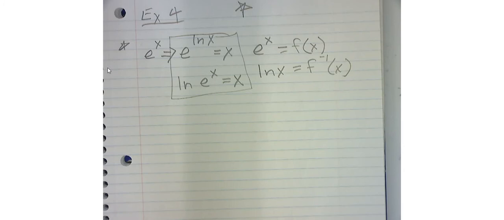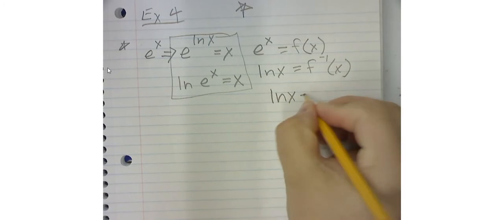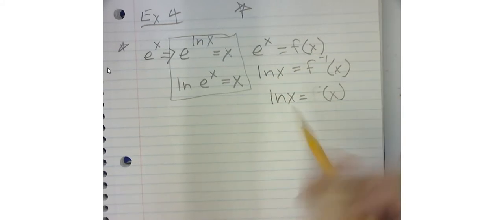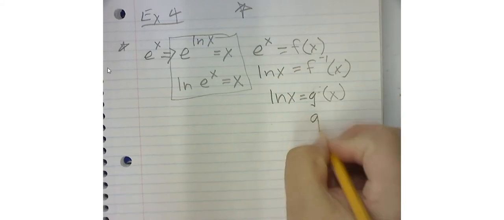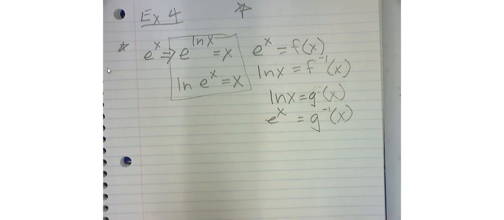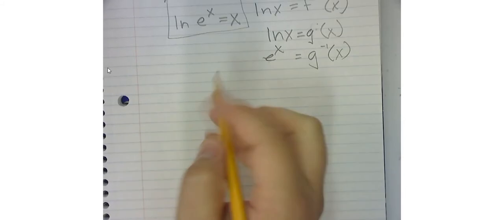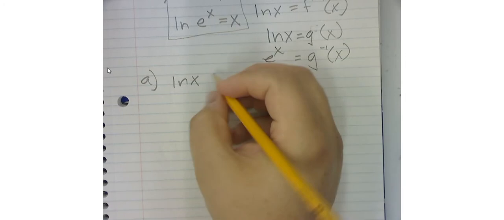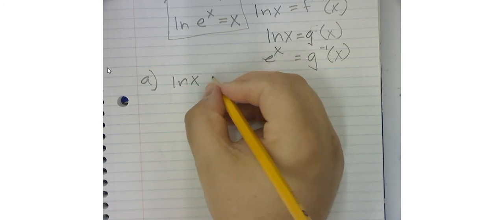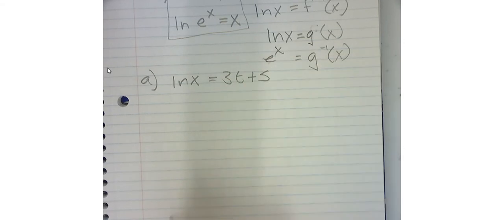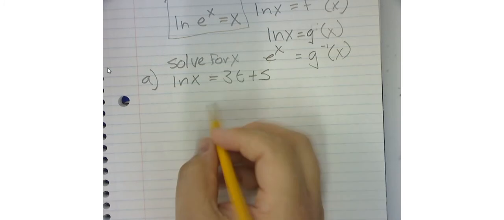And to be thorough, if we let the natural log of x be f of x, or we'll call it g of x, then g inverse of x would be e to the x. And so we'll use that property for example number 4, because for example number 4, they say A, solve natural log of x equals 3t plus 5. So they want us to solve for x. And that's easy. I just need to get this x by itself.